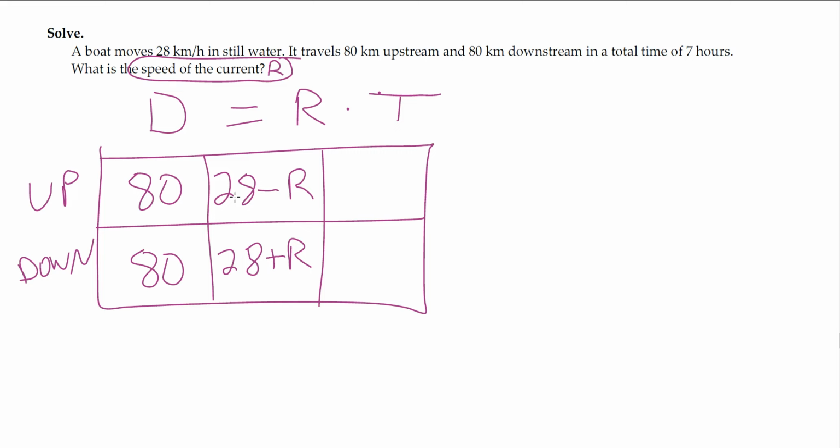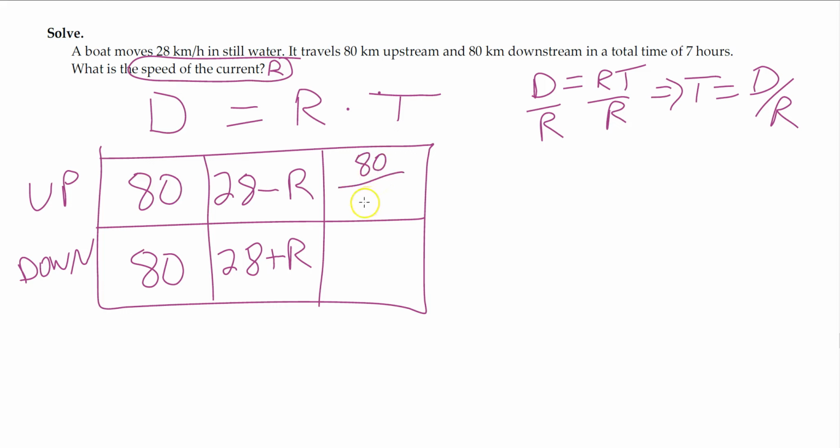Okay, now, since distance equals rate times time, and we need to fill out the time column, if I were to solve for t, I get time is distance divided by rate. Now I've already filled out the distance in the rate column, so I can fill out the time column by taking the up distance divided by the up rate. And the time for down is the down distance divided by the down rate. So that's how we can fill out the time column.